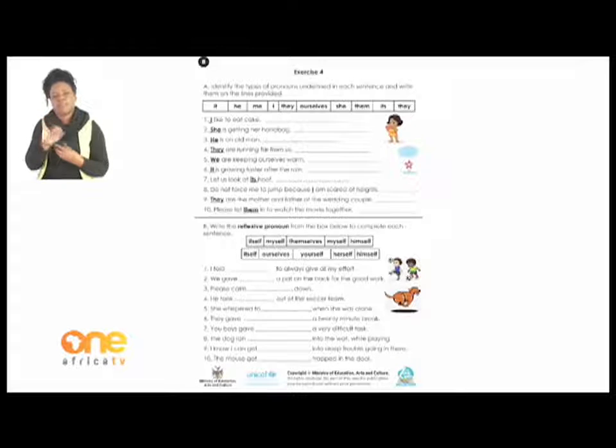The instruction says, write the reflexive pronoun from the box below to complete each sentence. Now, the examples of reflexive pronoun are written in those small boxes that you see there. Number 1, I told to always give all my effort. So now you are going to fill in the blank spaces where I say the type of reflexive pronoun. In any case, I'm going to fill that one for you.